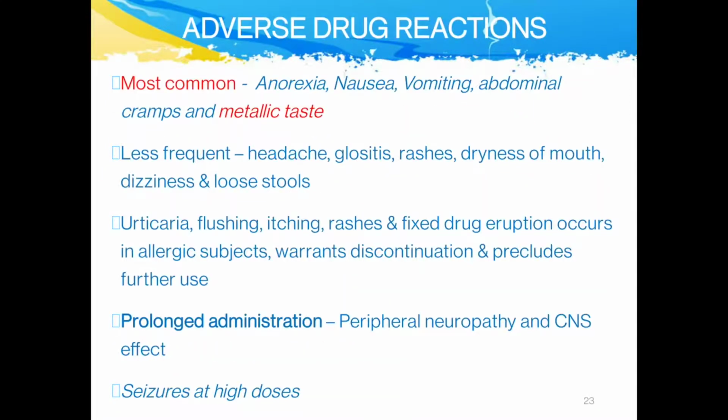Let's talk about the adverse reactions, friends. It's very important also. Metronidazole is the drug of choice in amoebiasis, so it is a very important drug. You have to learn everything about metronidazole properly. Most common: anorexia, nausea, vomiting, abdominal cramps and metallic taste. Less frequent: headache, glossitis, rash, dryness of mouth, dizziness and loose stool.